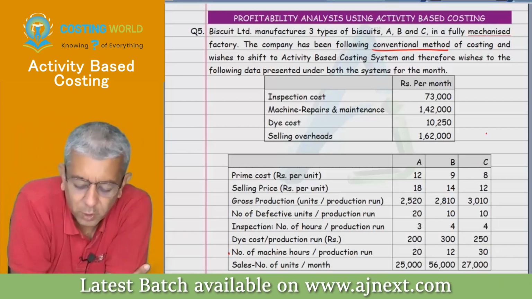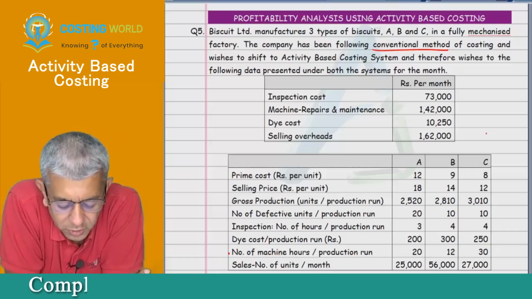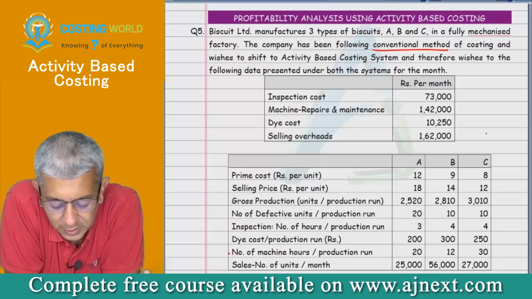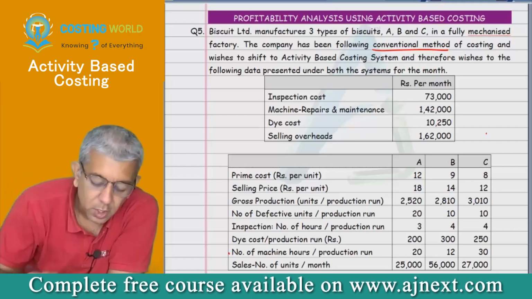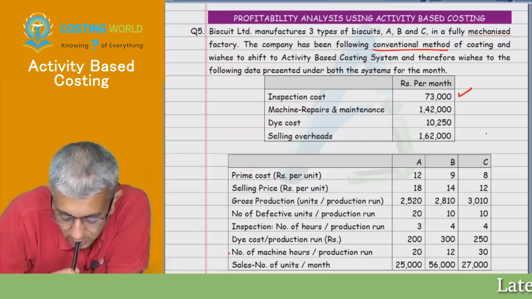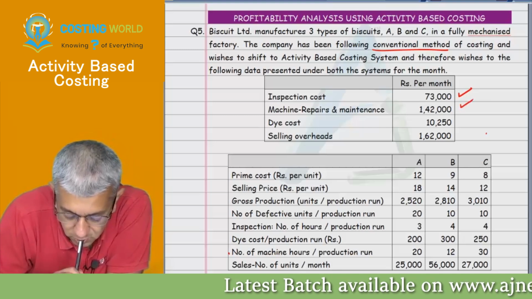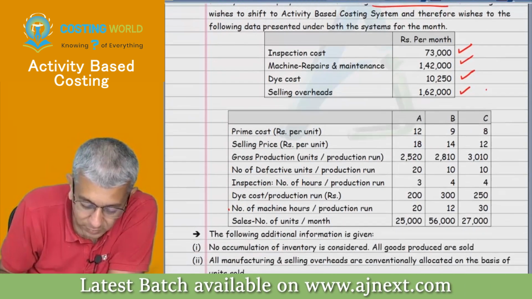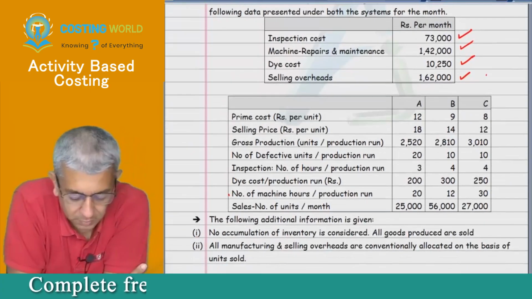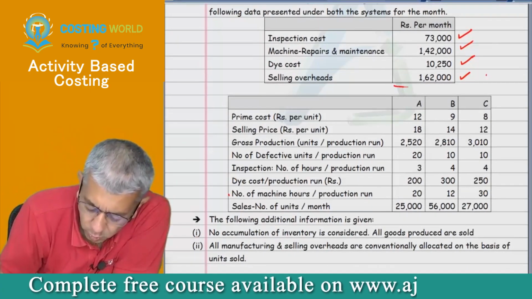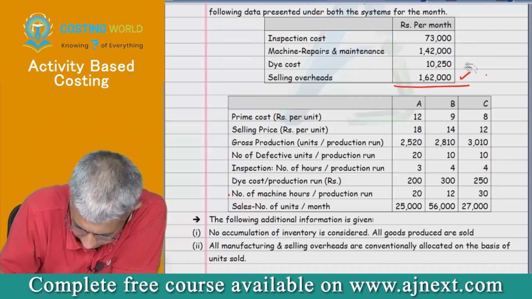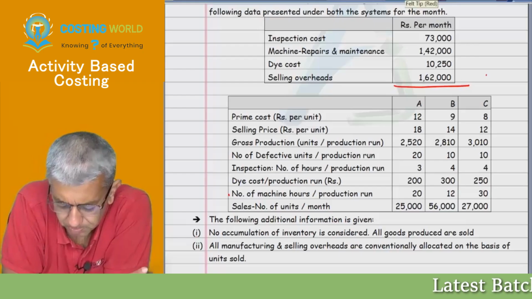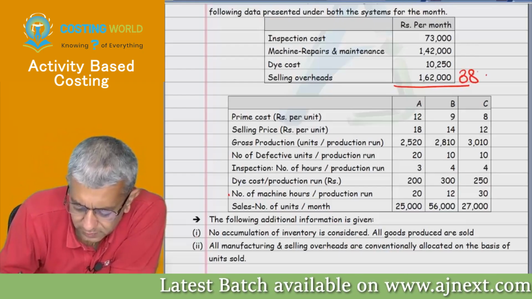The company has been following the conventional method of costing and wishes to shift to activity based costing, and therefore wishes to see the following data presented under both the systems for the month. You have inspection cost, machine repairs and maintenance cost, die cost, selling overheads. Then what all data is there with me here? Now do one thing, just get me the total of these four numbers, please. Get me the total. 3,87,250. 387,250.